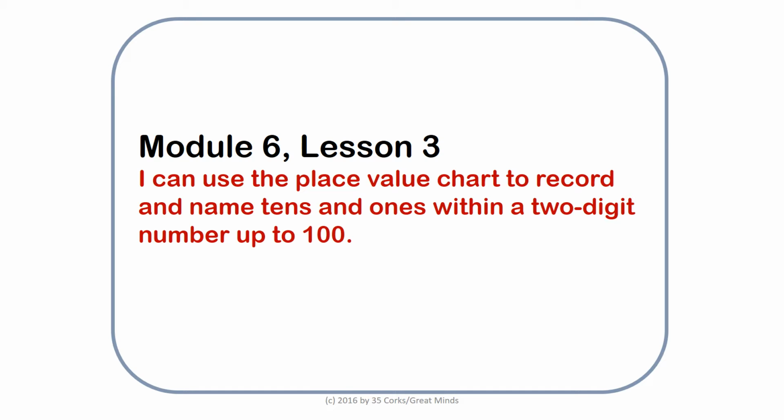I need you to have a plain piece of paper and a pencil to follow along with this because we're first going to start with an application problem. But before we get to there, our objective is I can use the place value chart to record and name tens and ones within a two-digit number up to 100.